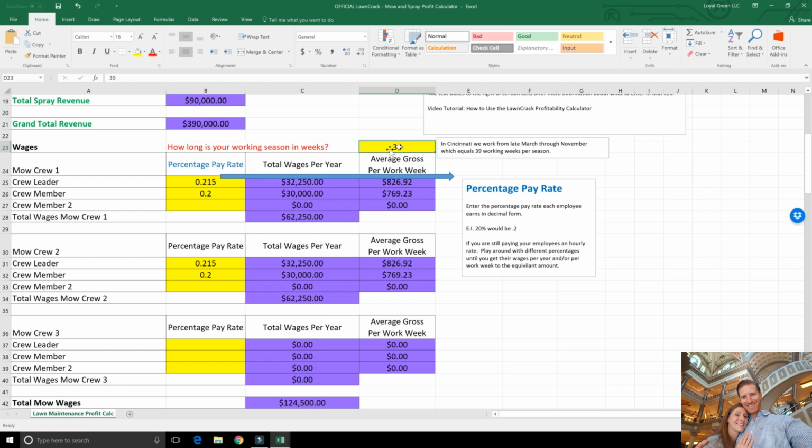And you got to remember, this is 39 weeks out of the year. This is an important one not to miss right here. How long is your working season? Ours is 39 weeks. The rest, it's too cold, the grass isn't growing, stuff like that.